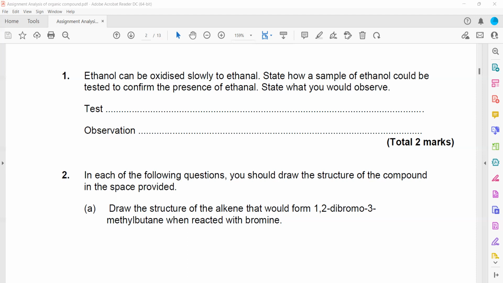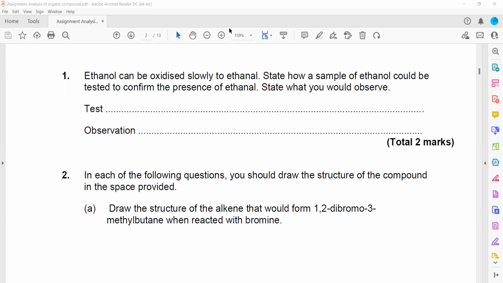So what is the test to check the presence of aldehyde? We can use Tollens' or Fehling's or Benedict's reagent, or even infrared spectroscopy can also be used. And if we use Tollens' reagent, then a silver mirror, or a layer of silver, will form. If we use Fehling's or Benedict's, then the solution changes color from blue to red, and there will be precipitates.